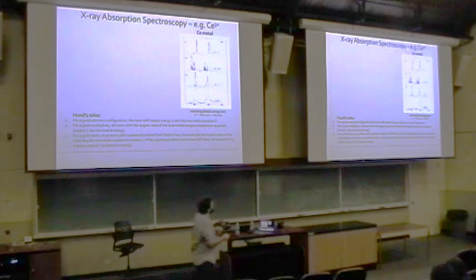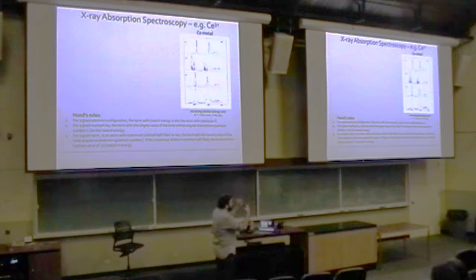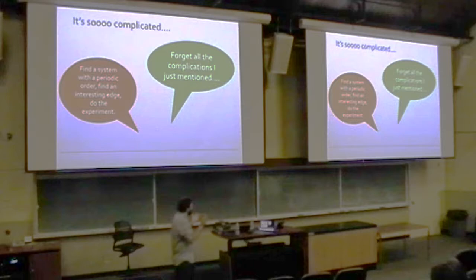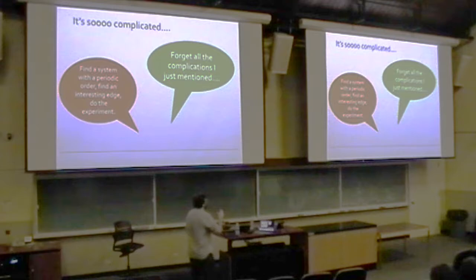In some cases, there can be hundreds of transitions, and so you might not be exactly sure what electron state you're looking at. But you shouldn't let those complications bother you. If you have an interesting system and you know at least the atom you're interested in, you should just go ahead and do the experiment.